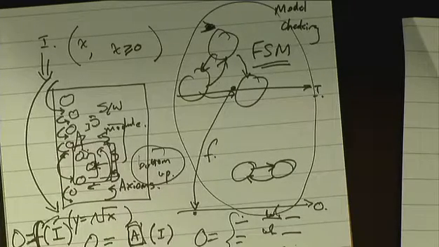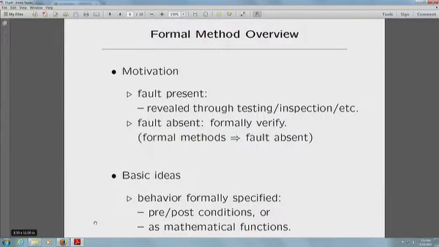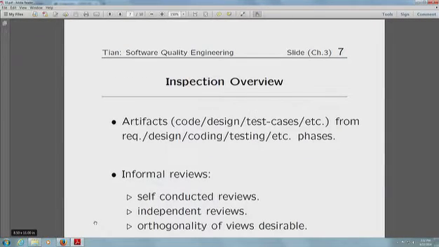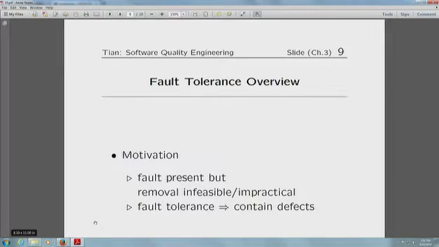Okay, so let me switch back to the computer. We talked about inspection, testing, formal verification, and then there are a couple more that we want to talk about. One is the fault tolerance, and one is some of the safety assurance part.